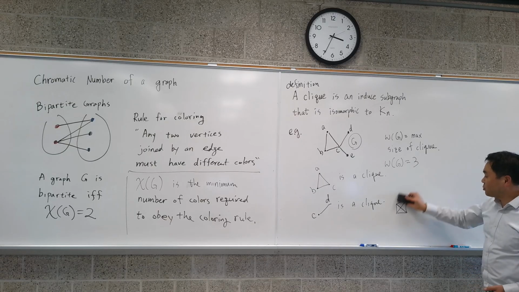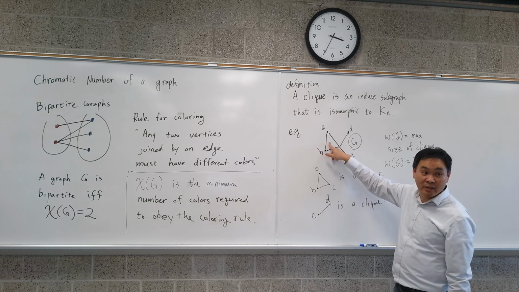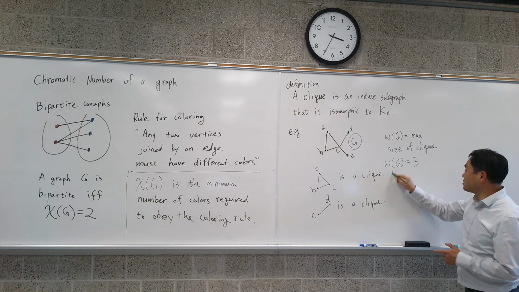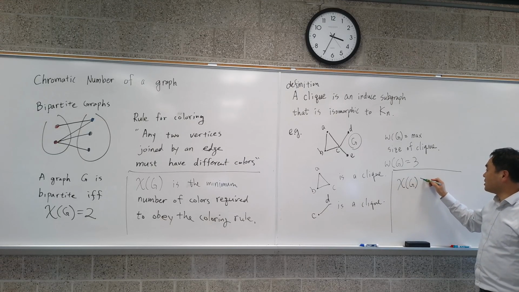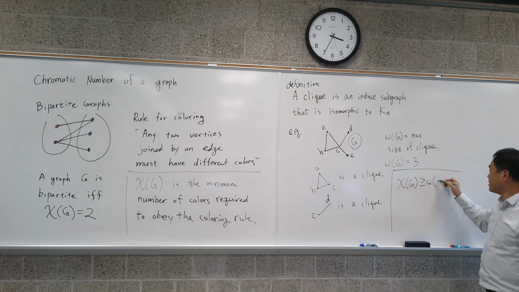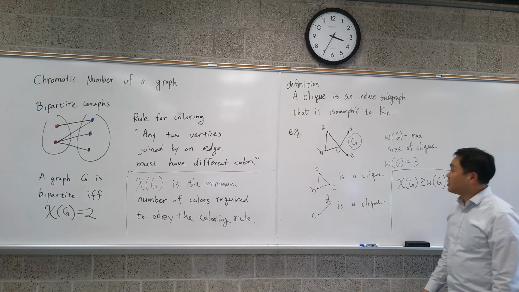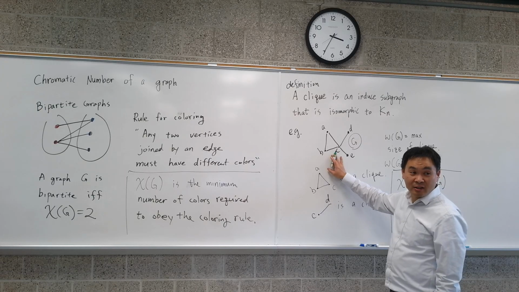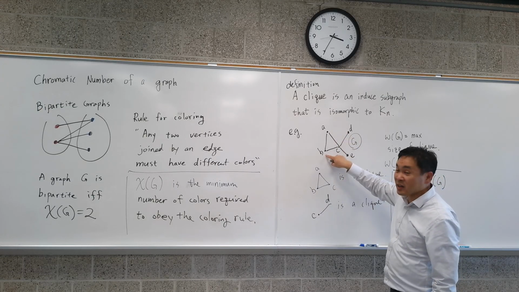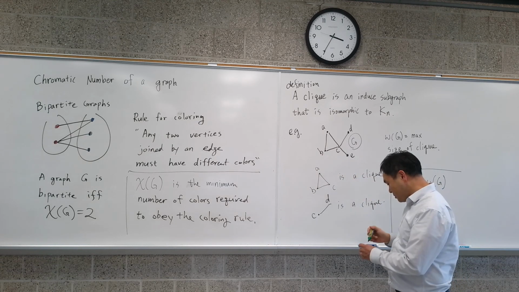Now, because we know that the chromatic number for K3 is 3, we have a simple observation that the chromatic number must be equal or more than this number from the clique. Right, so there's no way to color this with less than three colors because of the presence of a K3 in this graph. Okay? Now let's see if that's enough. I think it's enough, right?